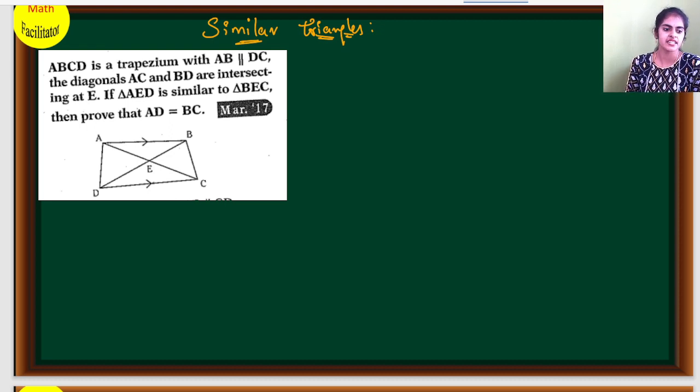So ABCD is a trapezium with AB parallel to CD, and AC and BD are intersecting at a point E. So triangle AED and triangle BEC are similar to each other. So you have to prove AD equal to BC. How will you prove AD equal to BC?